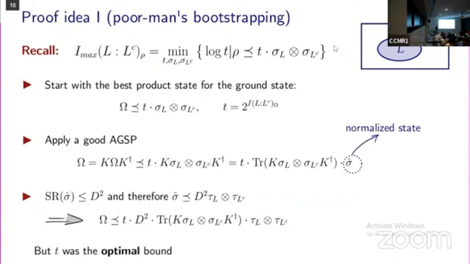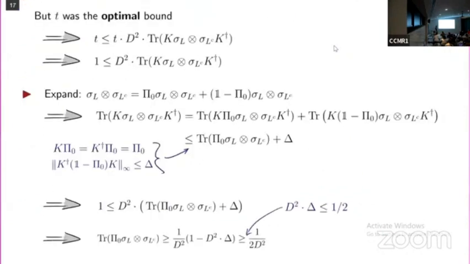Now we use the fact that we started from the guys that were already the best, the optimal, and we reached yet another bound on the ground space with respect to some product state. This means that all of this expression here must be smaller than T, because T was the optimal. So as a result, we get this inequality. We take off T, we get this thing, and now we can work on what is written here.